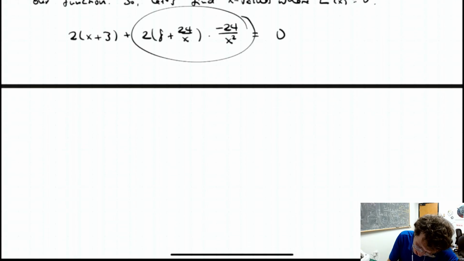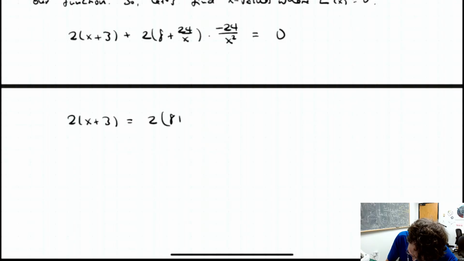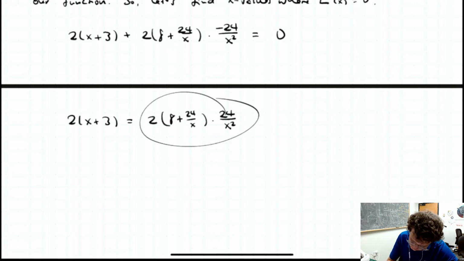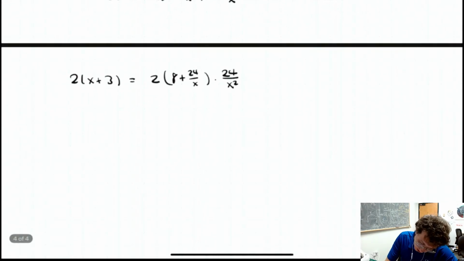The first thing I'm going to do is add that term over to the other side. So I'll get 2x plus 3 equals 2 times 8 plus 24 over x times 24 over x squared. And the minus sign is gone because I added a copy of this to both sides. A copy of this. The 2's cancel. That's nice.